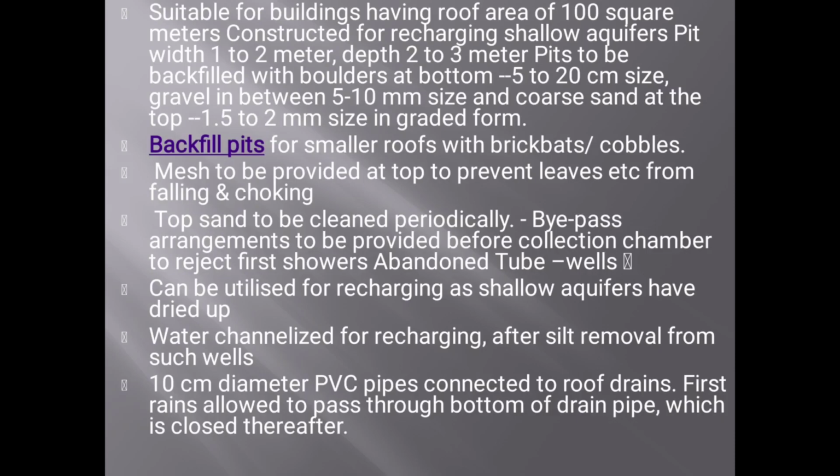Bypass arrangement to be provided before the collecting chamber to reject the first shower. Abandoned tube wells can be utilized for recharging, as shallow aquifers have dried up; water is channelized for recharging. After silt removal from such a well, 10 cm diameter PVC pipes are connected for roof drains. First rains are allowed to pass through the bottom of the drain pipe, which is closed thereafter.